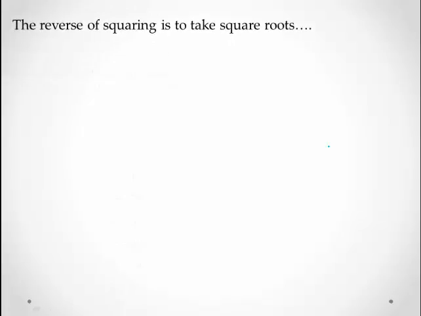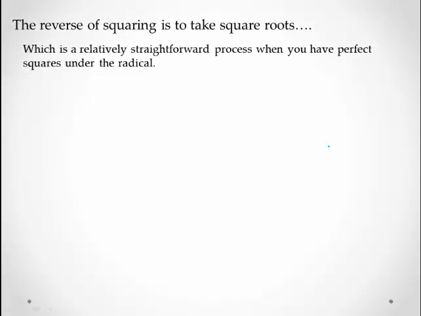When we reverse squaring, we take the square roots. So if we have perfect squares under the radical, we're just going backwards. The square root of 1 is 1. The square root of 4 is 2. That's because 2 squared equaled 4. The square root of 9 is 3, and that's because 3 squared equaled 9, etc.